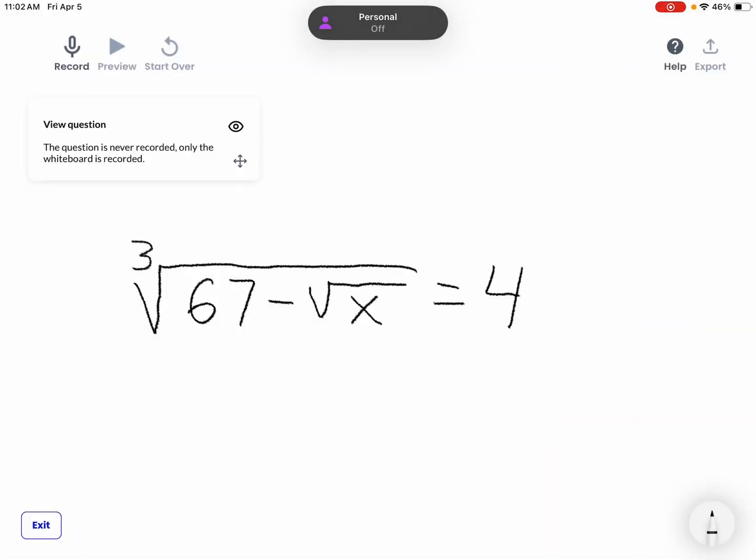Hello! So here are some more review problems for your upcoming exam on Thursday. So here is one. We have the cube root of 67 minus the square root of x, which is equal to 4, and we are asked to solve for x.